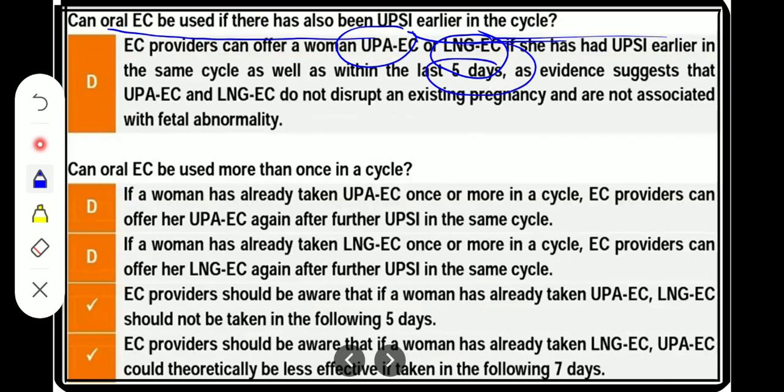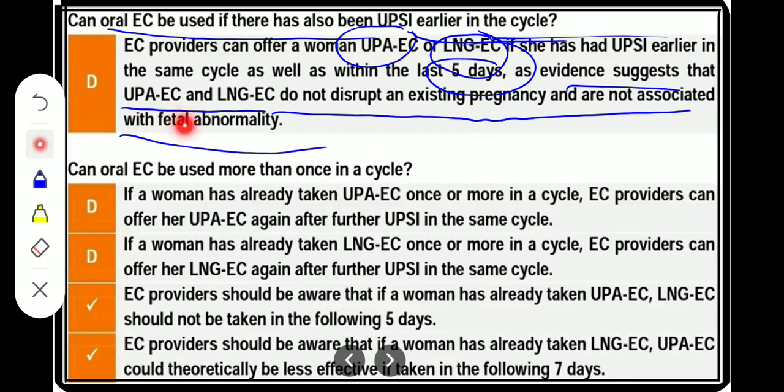Because evidence suggests that even if pregnancy takes place, these two methods do not disrupt an existing pregnancy and are not associated with fetal abnormality. That is usually the patient's question: if I take emergency contraception and it does not prove to be effective, will that affect my future baby? So we can tell that there is no evidence that these drugs can affect the fetus.